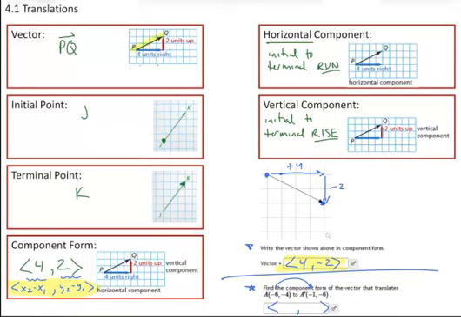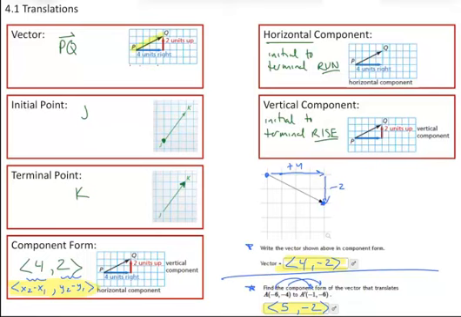Moving from -6 to -1, you move positive 5 units, right? 5 units to the right, or positive 5 units. And then to go from -4 to -6, how far do you move and in what direction? 2 units down, which is -2. Perfect. And so that would be the component form for this vector.